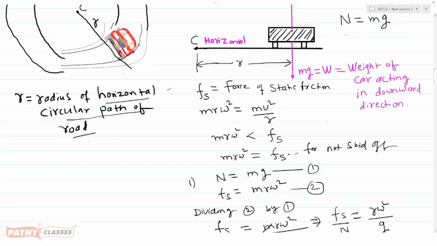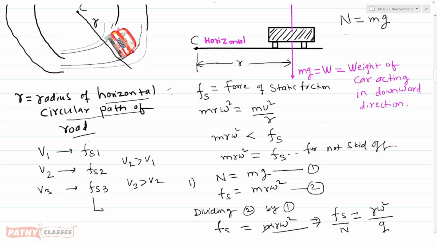Now suppose for some speed v1 the force of friction is Fs1. For a certain v2, greater than v1, the force of static friction is Fs2. For v3, greater than v2, the force of static friction is Fs3. Like this, if we keep on increasing the speed of the vehicle, the force of static friction will also increase, and it will acquire a certain maximum value. We can call it F max.